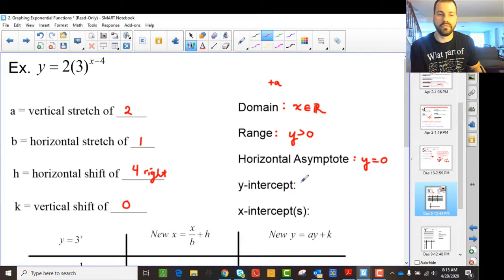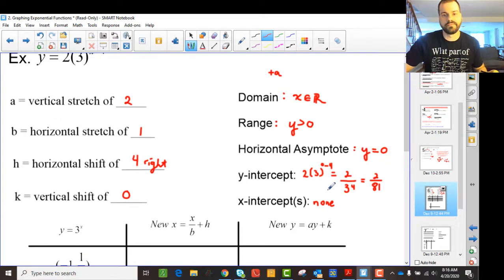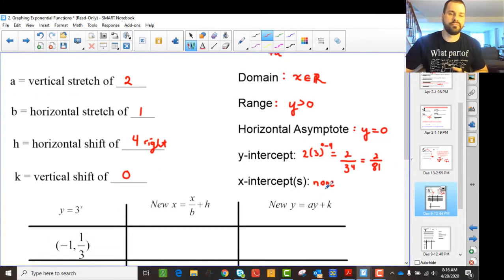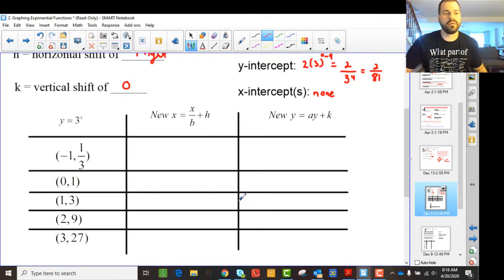The y-intercept we find by letting x be 0. So we go 2 times 3 to the minus 4, or 0 minus 4 if you want to write that. So it's 2 over 3 to the 4th, and that's 2 over 81. That's our y-intercept. For our x-intercept, we can notice right away our range is that y is greater than 0, and therefore y can't be 0, so there are no x-intercepts. And then the last job that we have is to actually draw the graph. To do that, we're going to take our base. So our base is 3.